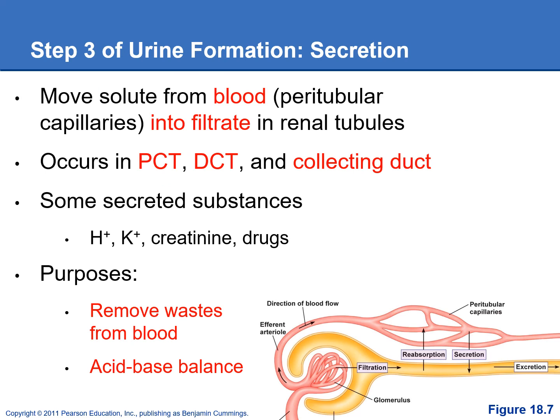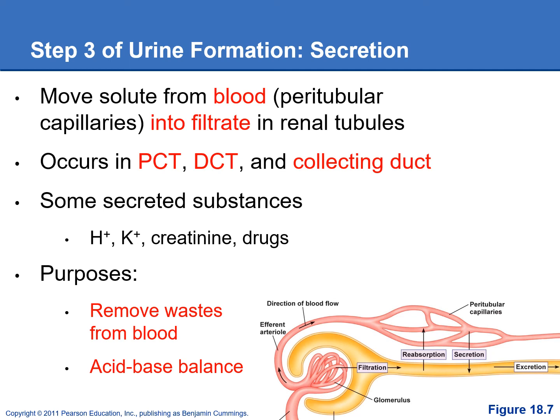Step 3 of urine formation is secretion. This is where we take substances that are in the blood and the peritubular capillaries and put them back into the filtrate or the urine, and then we will excrete those and get rid of them. So we will use this for things like hydrogen ions, which will help us regulate blood pH. So if we're too acidic, we can take those hydrogen ions that are in the blood, we've got too many, put those into the urine and then urinate those out.